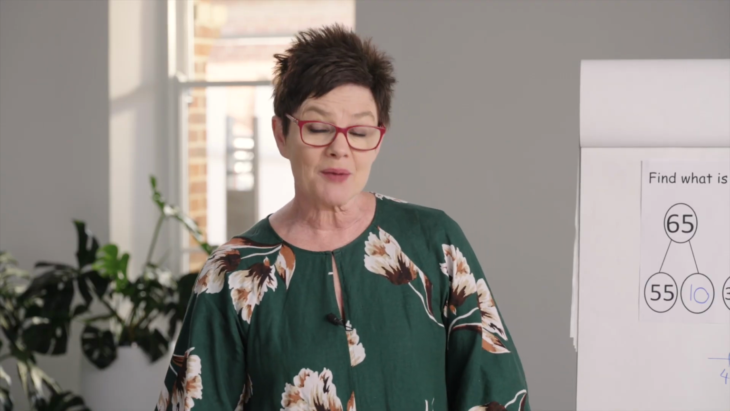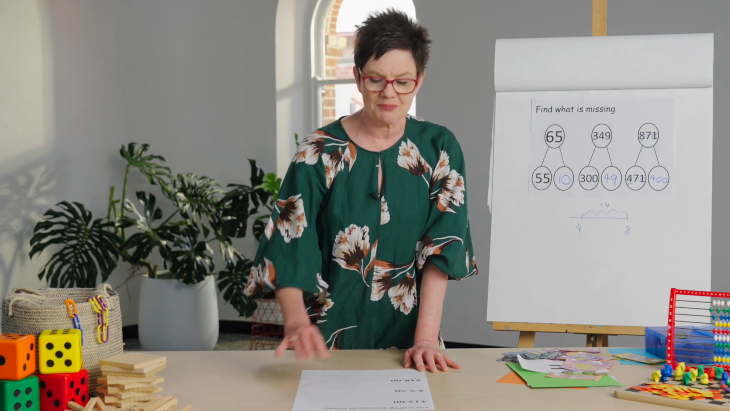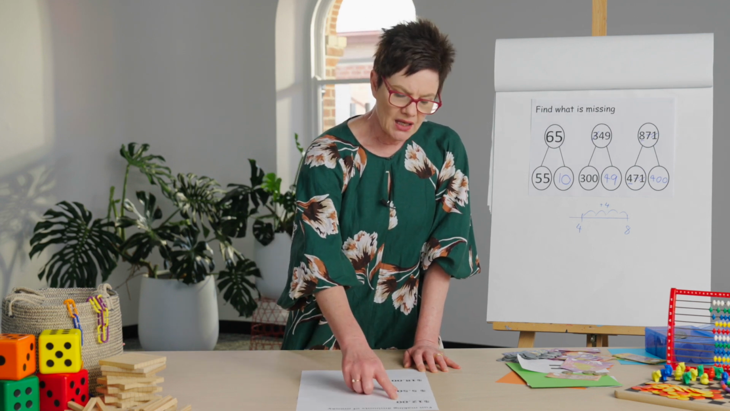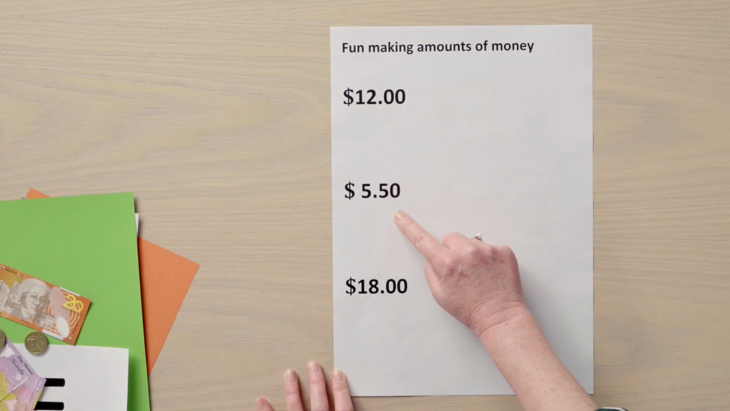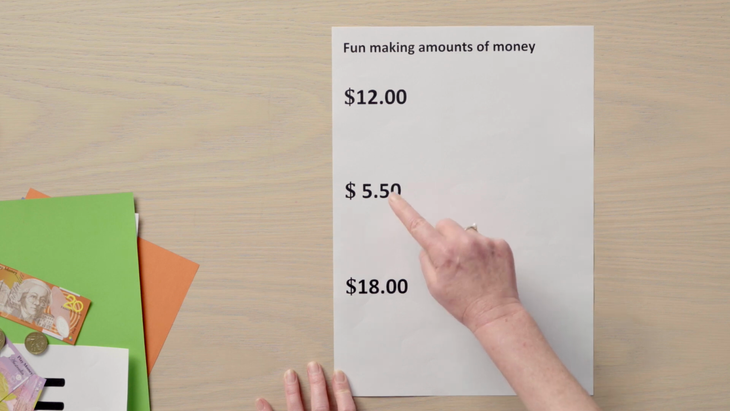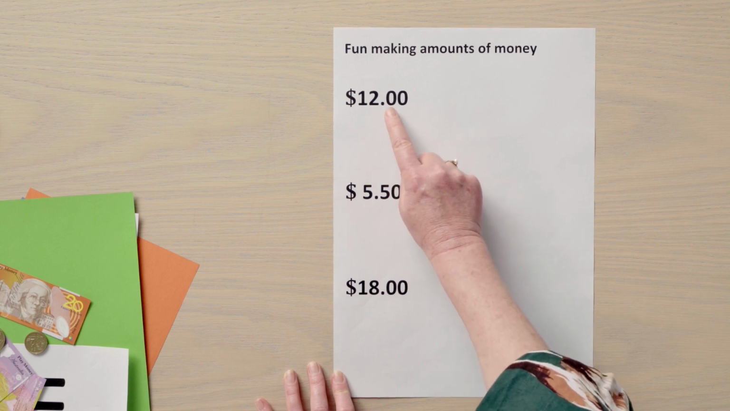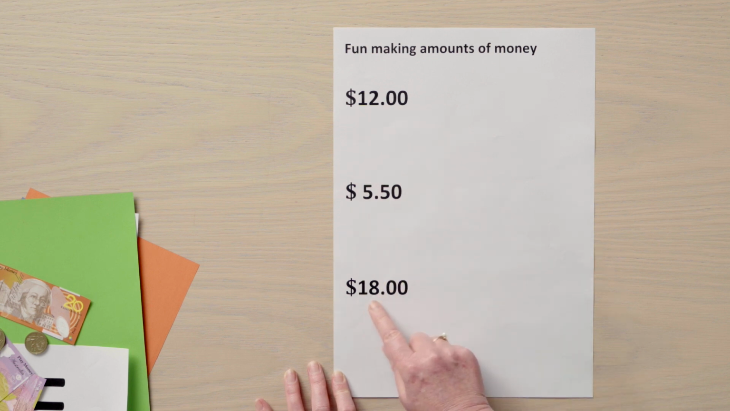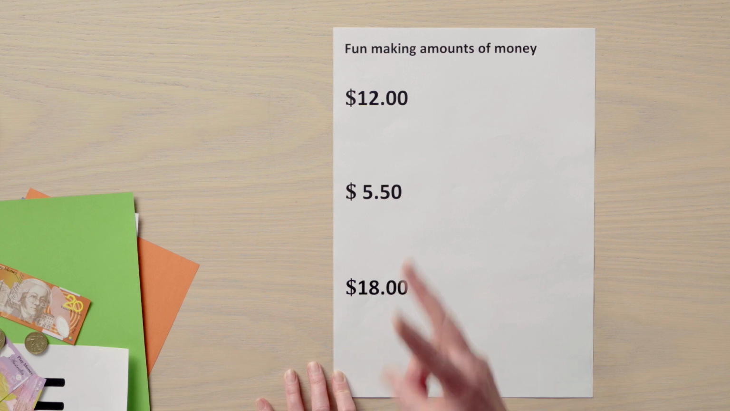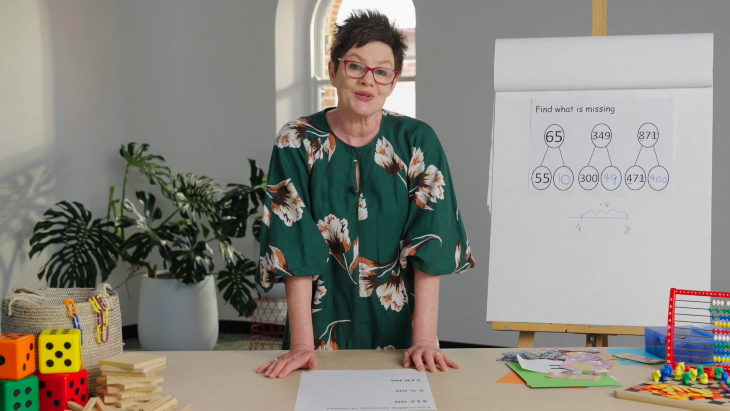So let's clear this up and have a look at our learning task. Your task today is to have fun making amounts of money and considering $12, $5.50 and $18. Can you see that there's a decimal point with some zeros? This means no cents. So $12, $5.50 and $18. Can you think of 2 ways to make these amounts and record them in your learning book?